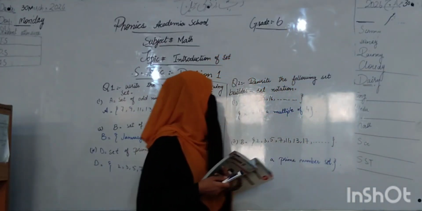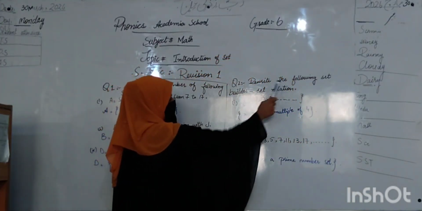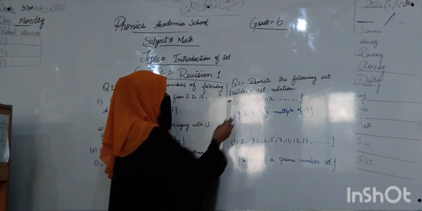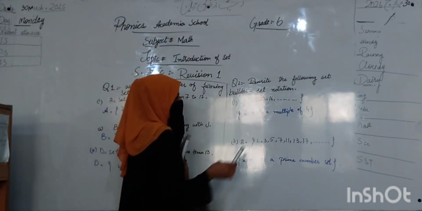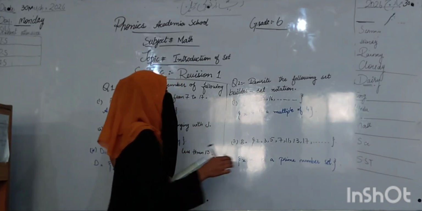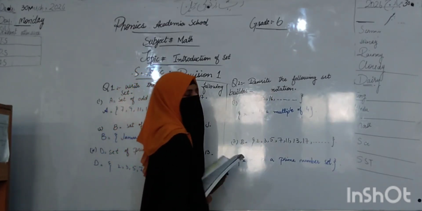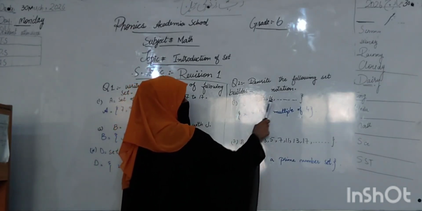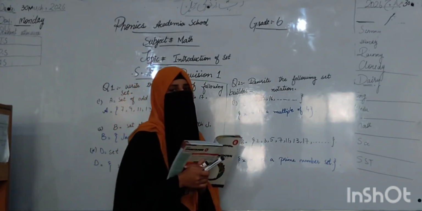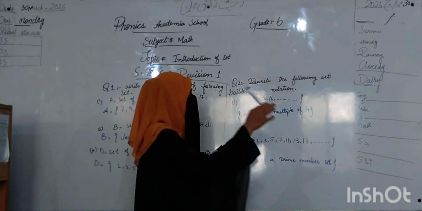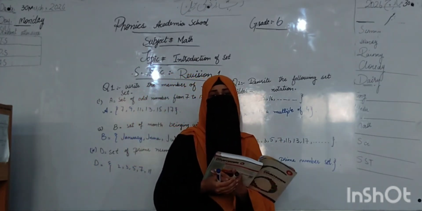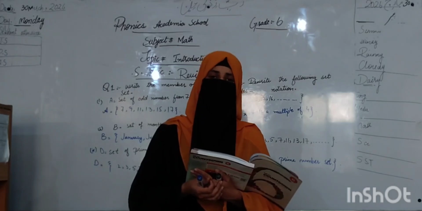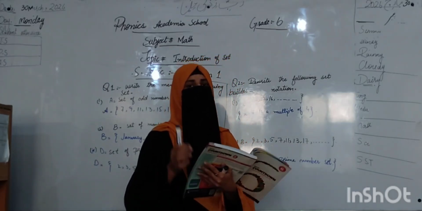Now question number 2. They say to rewrite the set in set builder notation. So you have to write this set in set builder notation. The first set is A equal to 4, 8, 12, 16. Students, you know that 4, 8, 12, 16 continues, and every number differs by 4. So it means these are the multiples of 4: 4, 8, 12, 16.